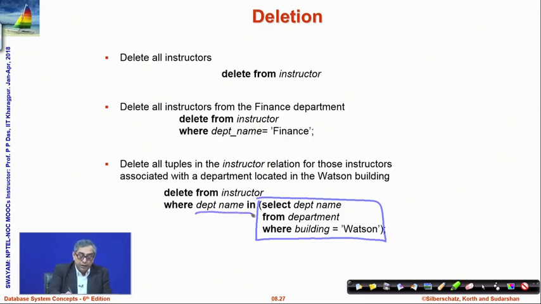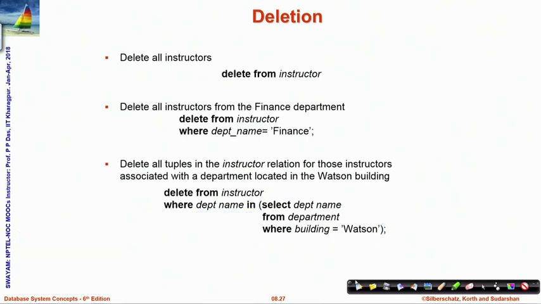Then you use the set membership to check whether a particular department belongs to that set. If it does, then it is in the Watson building, otherwise it is not. If it does belong to the Watson building, then this where clause becomes true and the corresponding instructor record is deleted, and that is how these different kinds of selective deletion can happen.